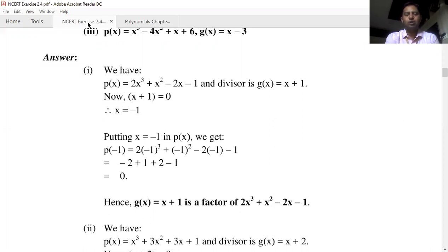If the remainder is 0, then g(x) is a factor of p(x). That is, using the factor theorem, g(x) equals x plus 1 is a factor of 2x cubed plus x square minus 2x minus 1. This is what the factor theorem is. Now, the second part of question number 2.